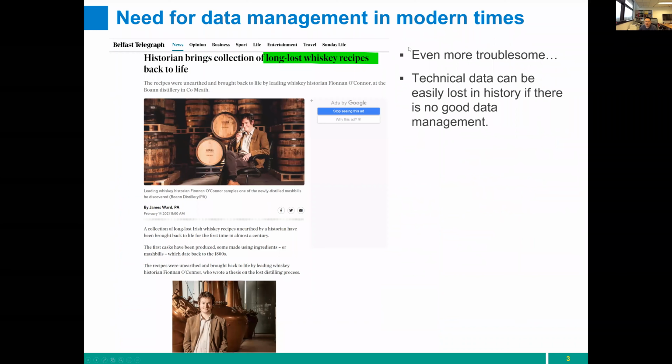The second thing is probably also interesting, it's even more troublesome. You can see the bomber has lost its design map. That's a big issue already. We have even bigger problem. The whiskey recipe was lost for hundreds of years, and a historian discovered the way to redo the whiskey again. And here, when you look at the data, it's not the technical data by numbers. It's talking about the recipe. So the technical data can be lost along the way in the history time if you don't have a good data management program. But at the same time, the data is not simply numbers. Sometimes it's about the information.